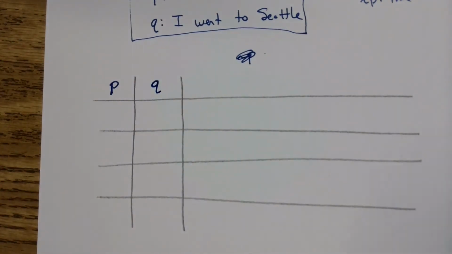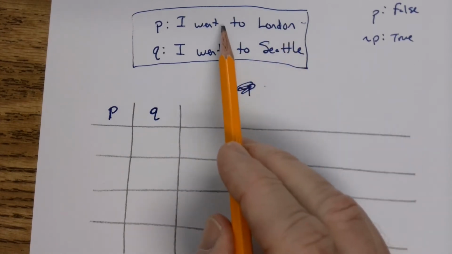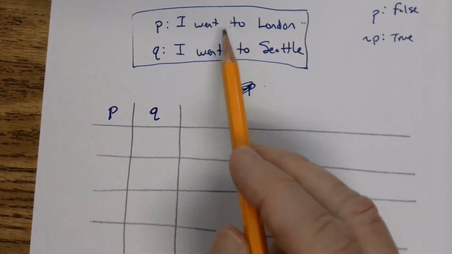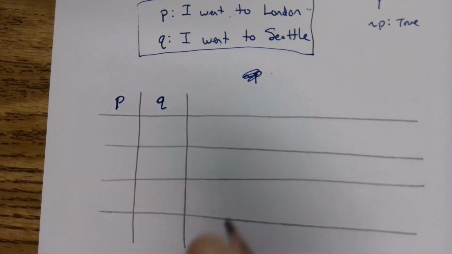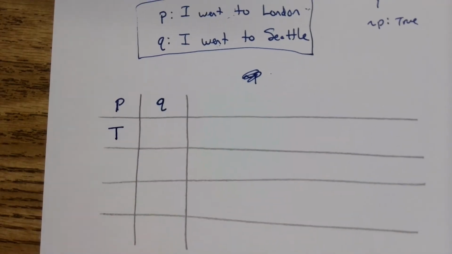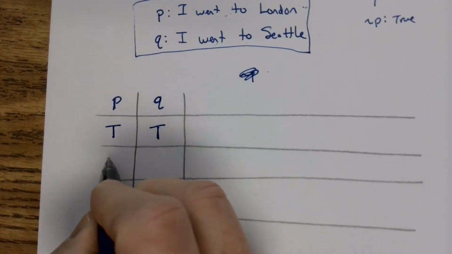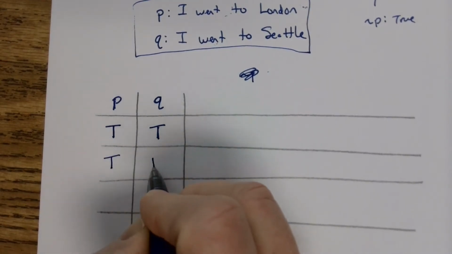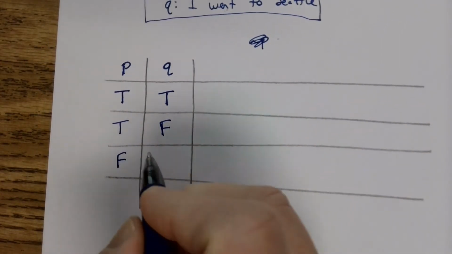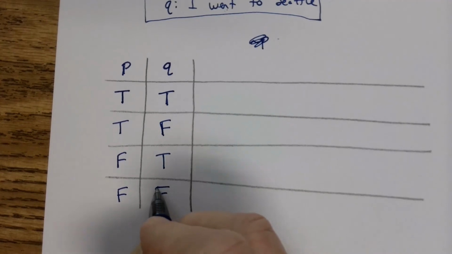Now, we said that 4 things could happen with these two statements. Right? I went to London or I didn't go to London. P could be true or false. Q could be true or false. So these are possibilities. P could be true and Q could be true. P could be true and Q could be false. P could be false and Q could be true, or they both could be false.